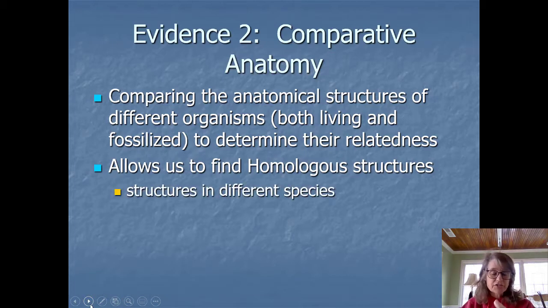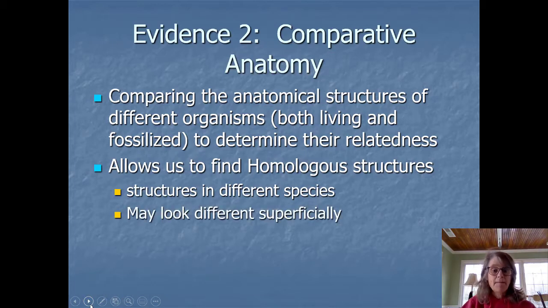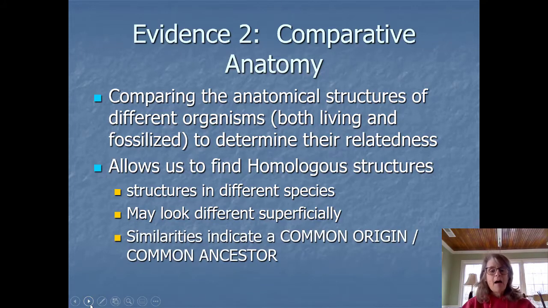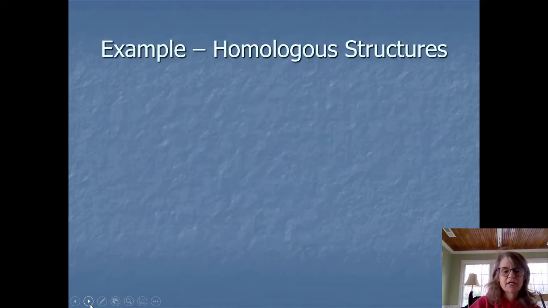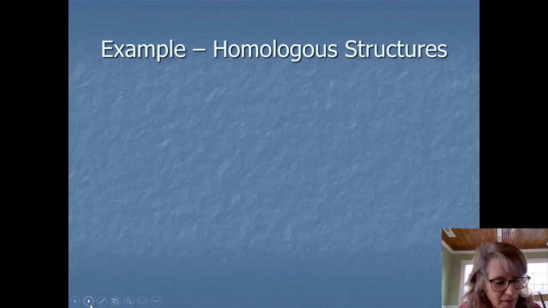So homologous structures are structures that are found in different species that may, in fact, look quite different superficially if you just look at them very quickly. But if you look a little deeper, they have similarities that indicate that they have a common origin. These body parts have a common origin or came from a common ancestor shared between these different species. Okay, so an example of homologous structures.